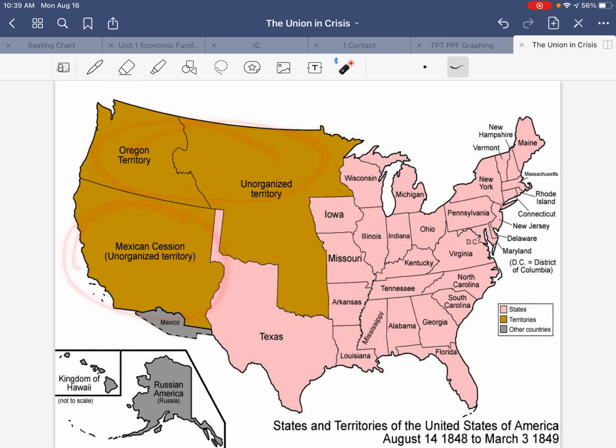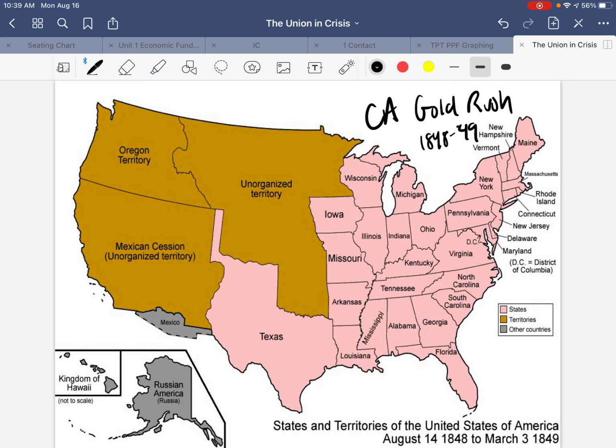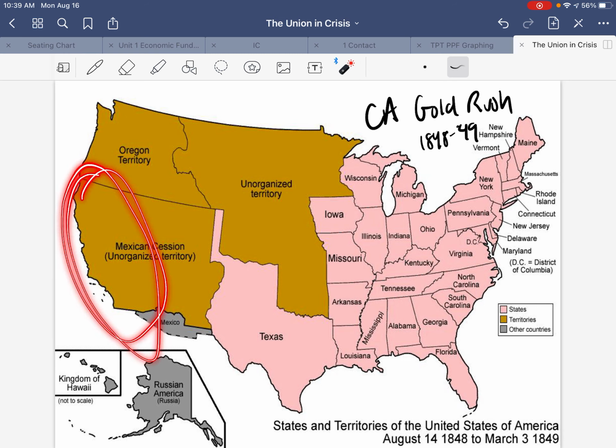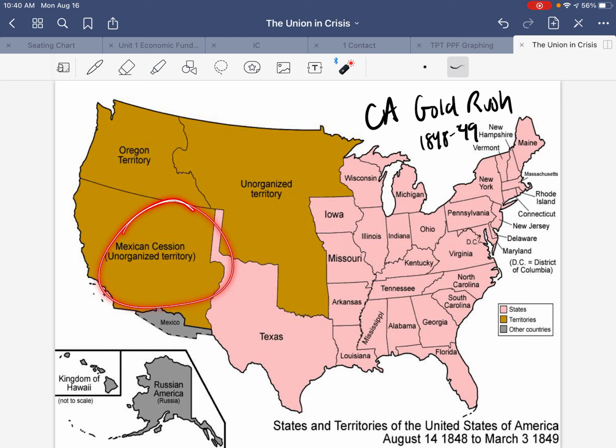Another issue is a bunch of people are leaving over here and going to California in what's known as the California Gold Rush. And the Gold Rush happens at the same time the Mexican War ends. It's like 1848, 1849. And so California in 1 year has enough people to become a state. So we've got some issues here. We've got all this new territory. We've got California wants to be a new state. We've got Texas wants to be a new state, but it has all this territory above that 36°30' line. So what are we going to do?